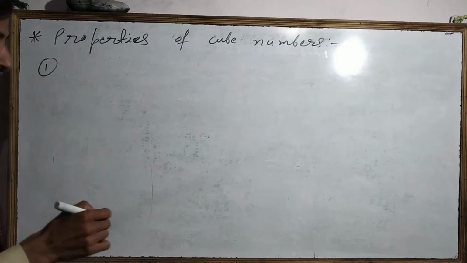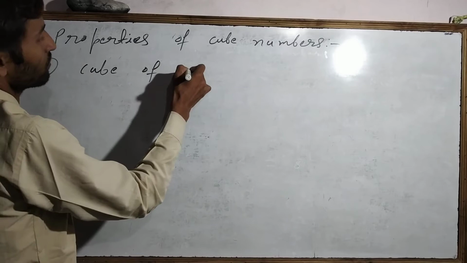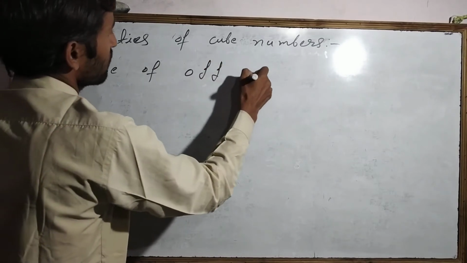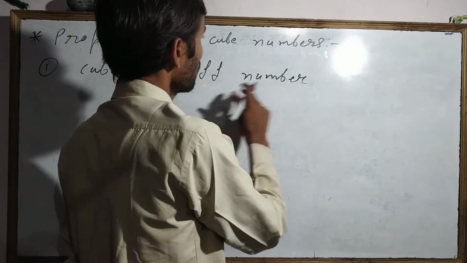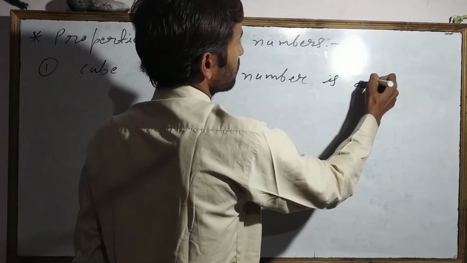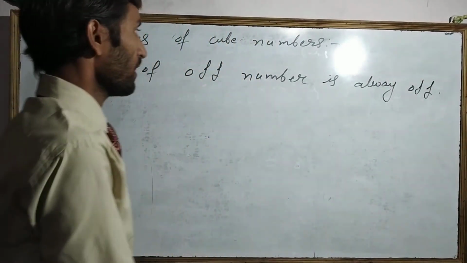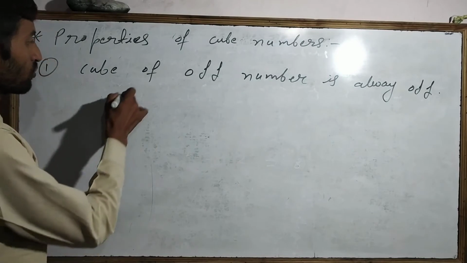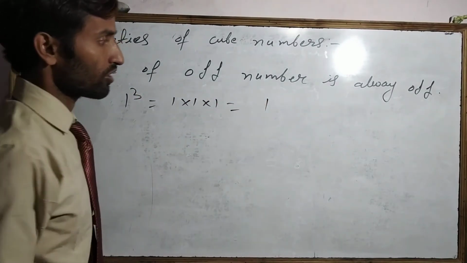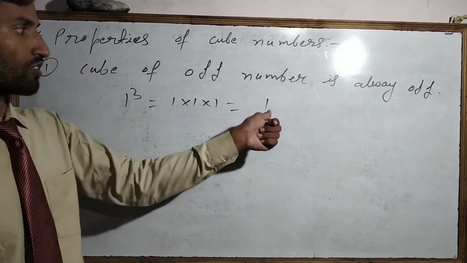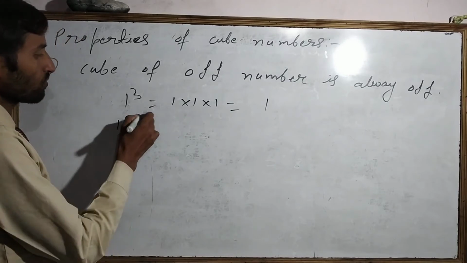First one: cube of an odd number is always odd. Just take any odd number, for example 1 cube. 1 cube means 1 into 1 into 1, then the answer will come 1 only, because this one is odd and this one is also odd.